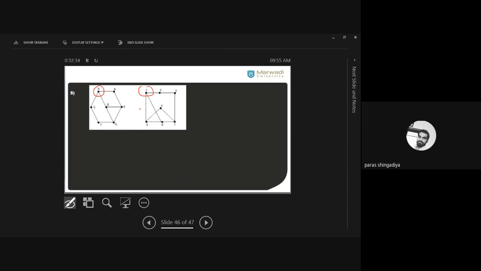Okay, just practice it. We'll discuss its solution next time. Just take a screenshot of both these graphs and try whether they are isomorphic or not. Okay. We'll also add some more graphs here, and then we'll finish this unit in the next lecture.